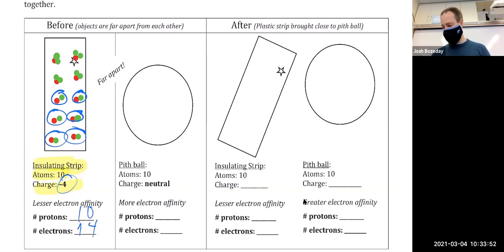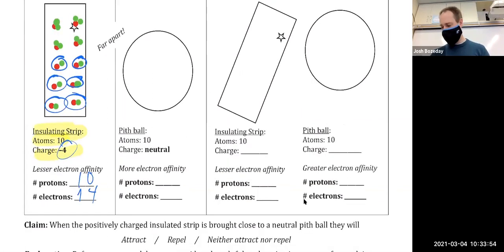Okay, then I'm gonna dive in and I will do these. Okay, so the pith ball is neutral and it's got 10 atoms, so it's gonna do 10 protons and 10 electrons. So I'm gonna go and make my pen a little bit thicker and do my red protons. 1, 2, 3, 4, 5, 6, 7, 8, 9, 10. Then I'll throw my green electrons in there, like 1, 2, 3, 4, 5, 6, 7, 8, 9, 10.